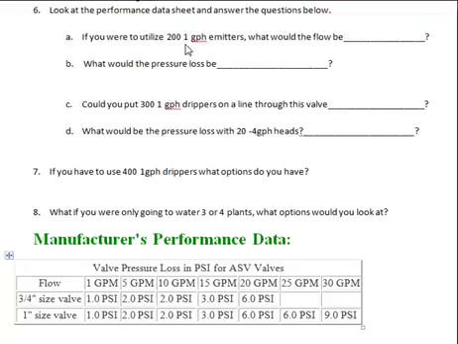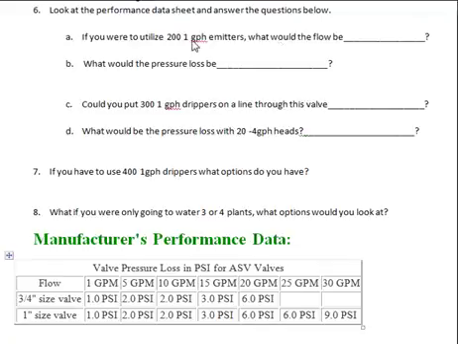If we were to utilize 200 1 gallon per hour emitters, what would the flow be? Well, obviously the flow is 200 gallons per hour. But when you look down here at the chart, it's expressed in gallons per minute for the flow. So all you have to do is divide 200 by 60 and you get 3.33 gallons per minute. No matter what size valve you're using, 200 gallons per hour is 3.33 gallons per minute.